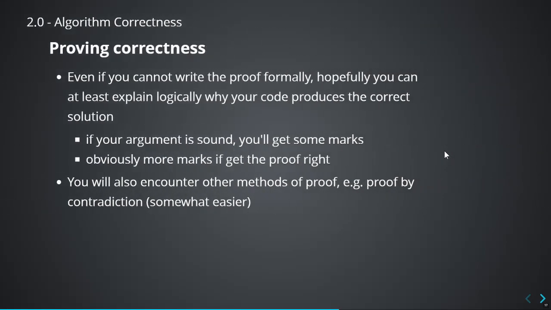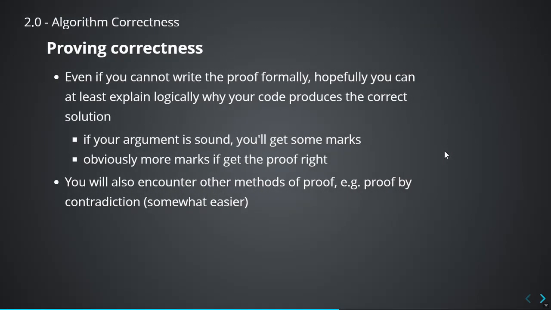And in fact, if you can't write a proof formally, at least if you can still explain your code, you can argue about the correctness. You'll get some marks if the argument is correct. Well, I mean, obviously you get some more marks if you can write a nice proof, sure. But the most important thing here is that you're able to explain why your code is correct. And you don't have to give a formal proof. Just give a good argument why it is correct.